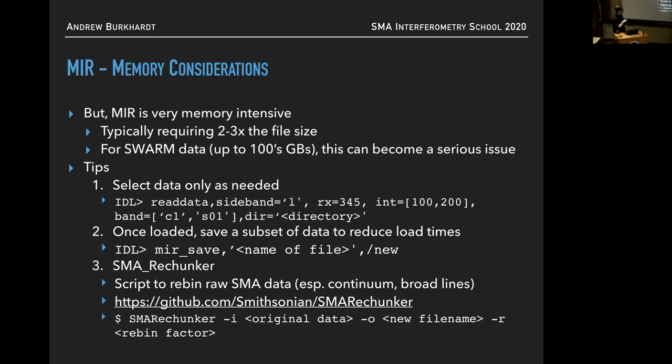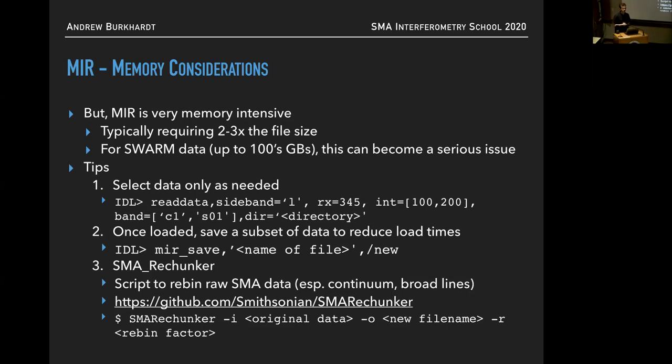And the other big thing is this SMA rechunker, which is a script that'll basically rebin your data down. So if you feel you don't need all the spectral resolution that you have to achieve your science goals, you can run this SMA rechunker. This is not like a Miriad script like most of the other things we'll be looking at. It's its own script that you just run normally in the terminal. Here's a link to download it.